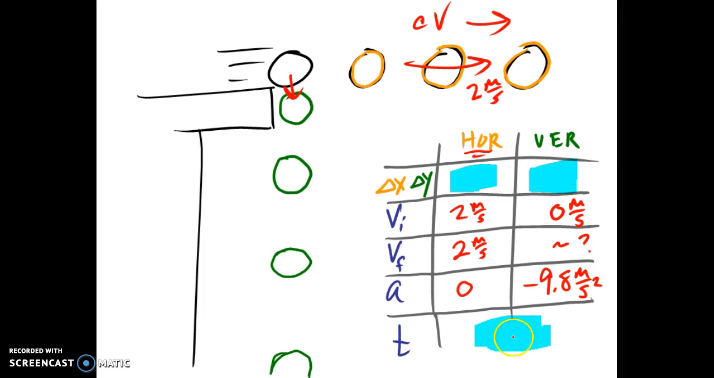Notice that there is not a horizontal time and a vertical time. There is just one time, say 3 seconds, that is common to both the horizontal motion and the vertical motion, and that's how long the object is in the air as a projectile. So this is just a basic review of horizontal projectiles, and now I'll do some examples in another video.